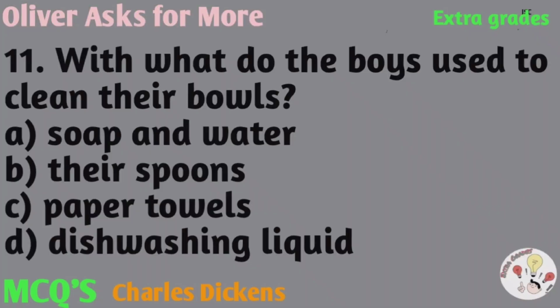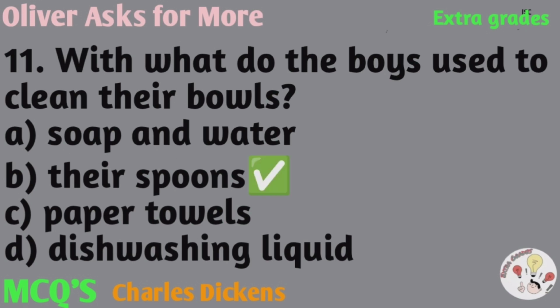Question number 11. What do the boys use to clean their bowls? The options are A, soap and water, B, their spoons, C, paper towels, D, dishwashing liquid. And the correct option is B, their spoons.